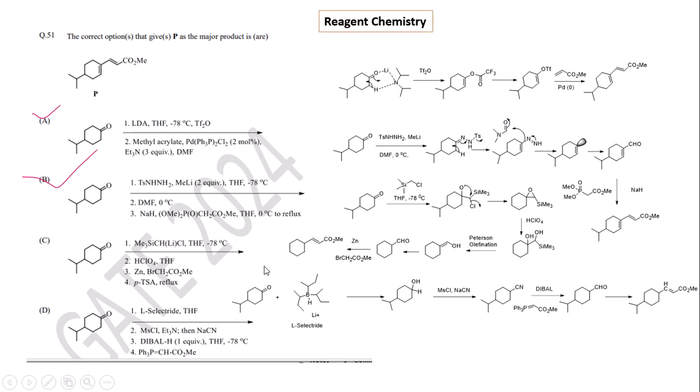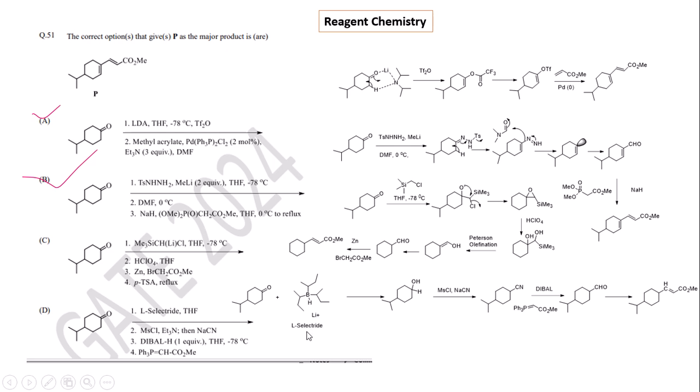Now in the third question, the Peterson olefination will take place by the addition of the trimethylsilylmethyl chloride to the carbonyl, and after the cleavage and the Peterson olefination, it produces the aldehyde, and this aldehyde undergoes the Reformatsky reaction to give the desired product with a double bond and CO2Me, but here one double bond is absent, so option C is not correct.